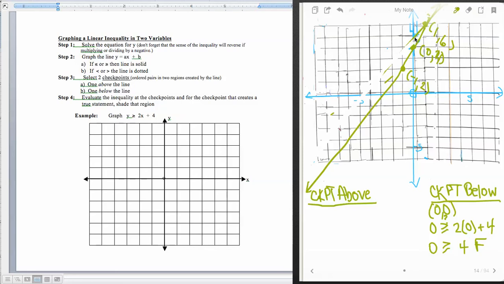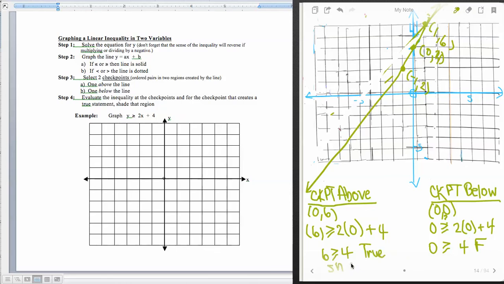So for my checkpoint above, I can choose any point above the line. I'm going to choose one right here on the y-axis, (0, 6). Any point will do, and I'm going to plug this in. My y is equal to 6, and I'm asking, is that greater than or equal to 2 times my x, which is 0, plus 4? What this says is 6 is greater than or equal to 4, and so this is a true checkpoint. That means it's part of the solution.